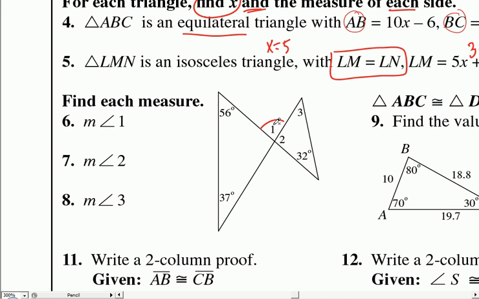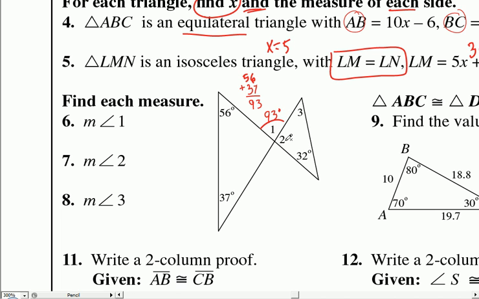So this is an exterior angle. So what's the one simple little math thing I have to do? Add up 56 and 37. 56 plus 37, that's a 13, that's an 8, it's 93. So that's 93 degrees.